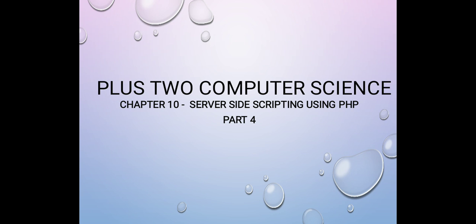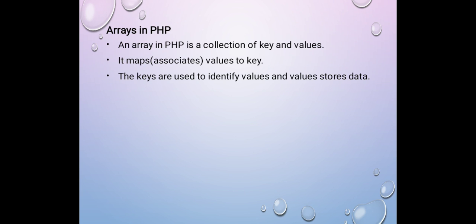What is an array? In PHP, an array is a collection of key and value pairs, and it maps or associates values to keys. As in C++, values contain information to be stored and keys are used to identify these values.